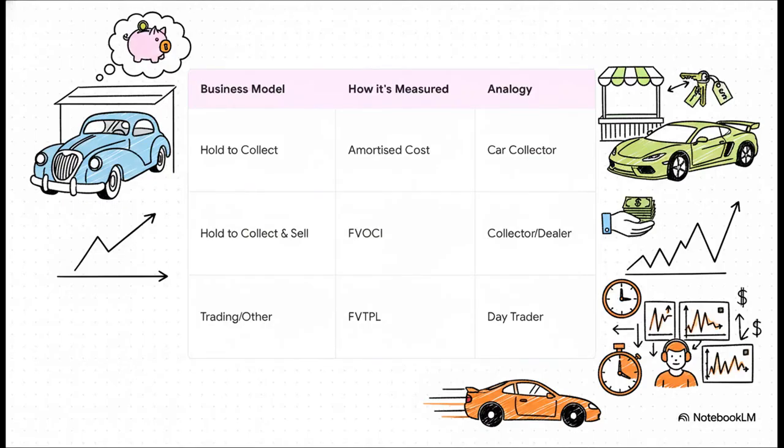Okay, so if an asset passes that SPPI test, we move on to the business model. And here's a great way to think about it. If your model is hold to collect, you're like a car collector who buys a classic to keep it forever. You measure it at what's called amortized cost. If your model is hold to collect and sell, you're more like a collector who also deals. You care about the car's long-term cost and its current market value, that's fair value through OCI. And if your model is just trading, well, you're a day trader, flipping cars for a quick profit. The only thing you care about is that daily market price. That's fair value through profit or loss.